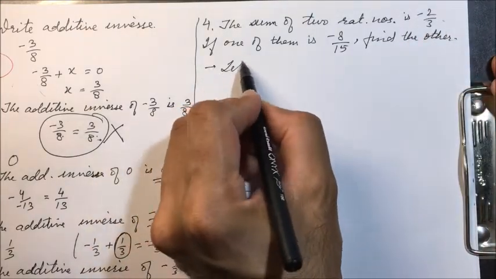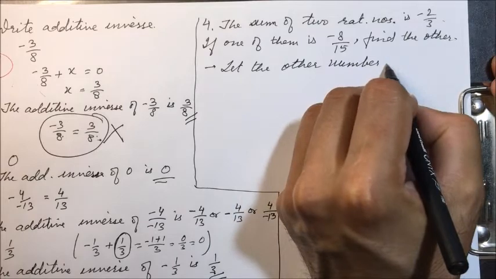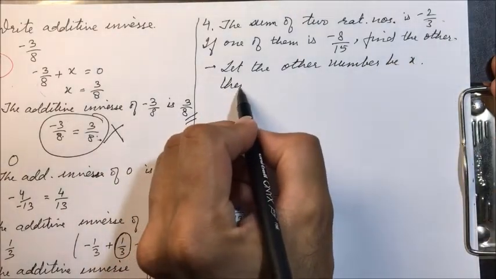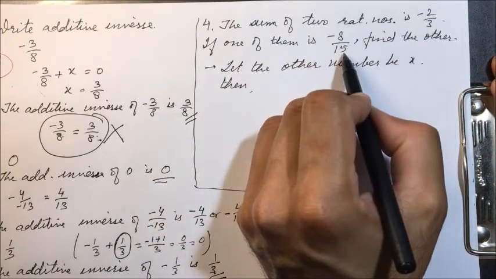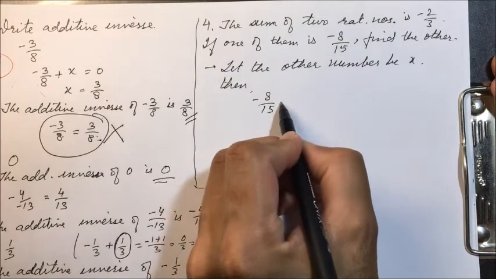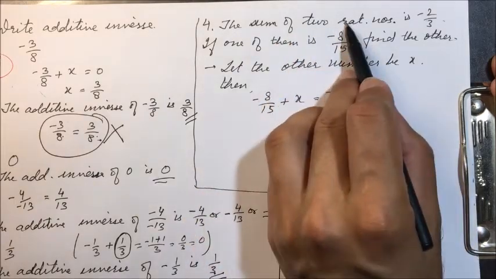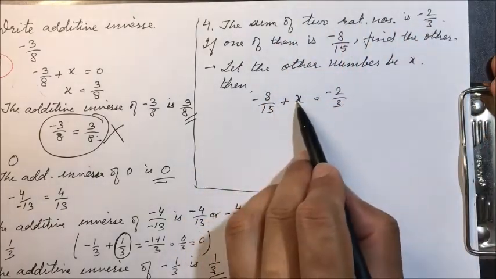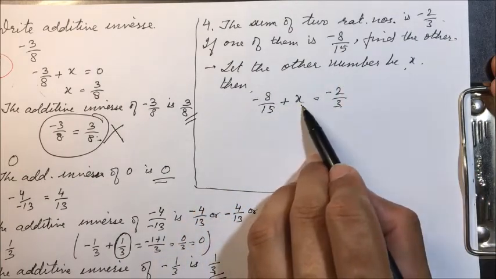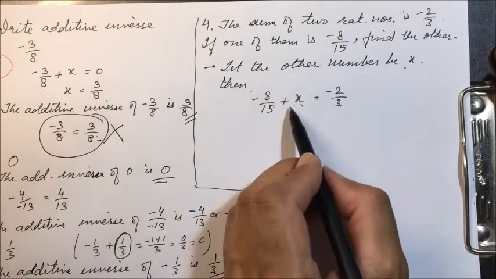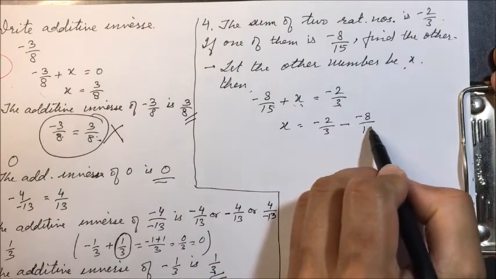So let the other number be x. Then as given in the question, the sum of two rational numbers is minus 2 upon 3. If one of them is minus 8 upon 15, so minus 8 upon 15 plus x is equal to minus 2 upon 3. It is given in the question. Adding two numbers, we get minus 2 upon 3. One number is provided, the other number we are supposing, let that be x, and x we have to calculate. So x will be minus 2 upon 3 minus of minus 8 upon 15.